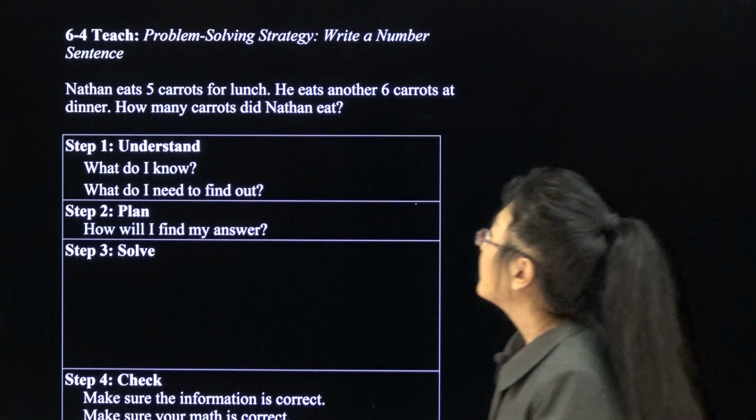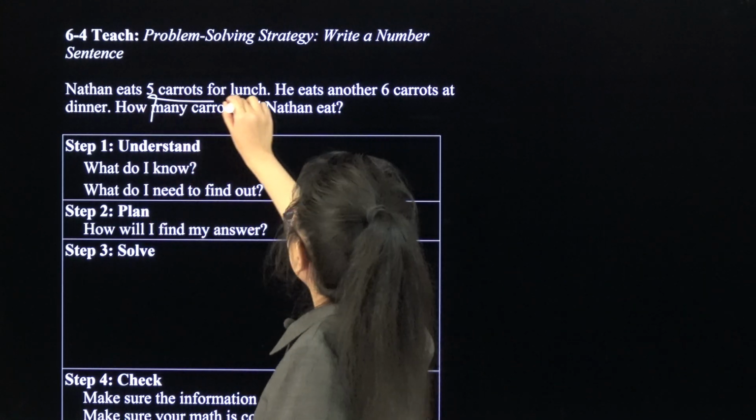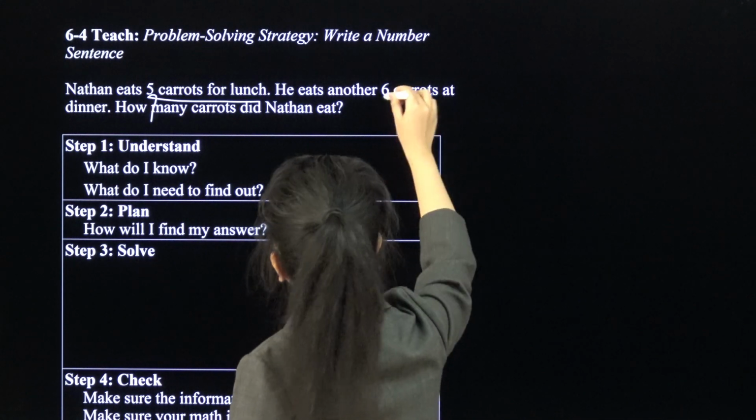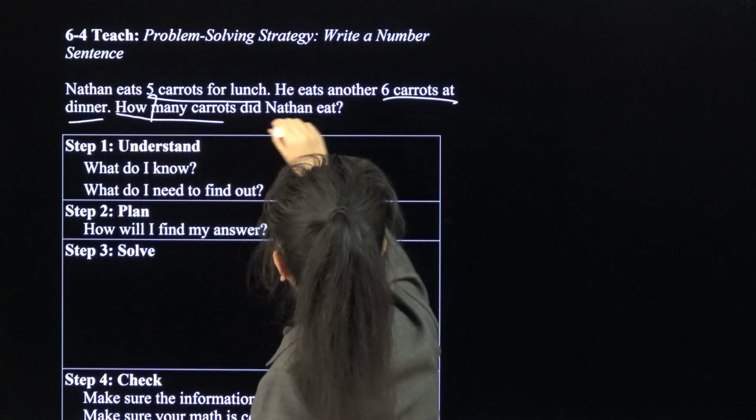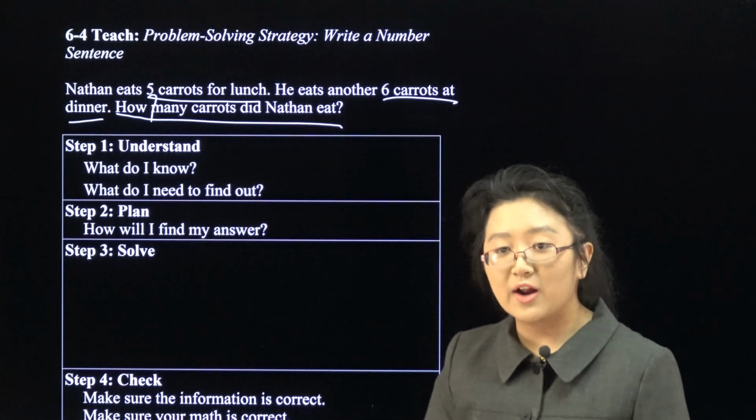So what do I know? 5 carrots for lunch. What else do I know? 6 carrots at dinner. What do I need to find out? How many carrots did Nathan eat? Which means how many carrots in total?